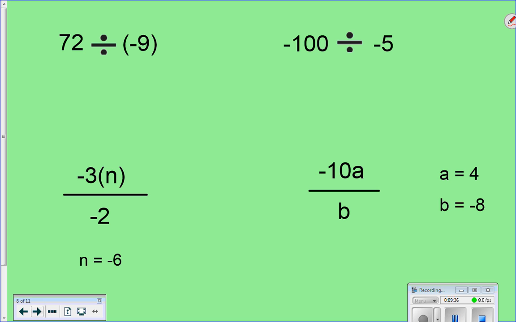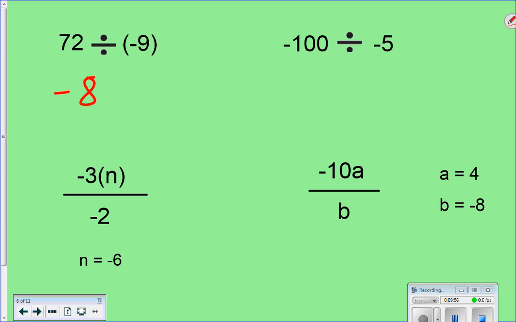So if I look at this, I say 72 divided by negative 9. First of all, is it a positive or negative answer? Negative answer. Just a negative 8. Okay. If I look at this one, positive or negative answer? Positive 20. Okay. Down here, they're going to put in some letters, but they're going to tell you what the variable is this time.